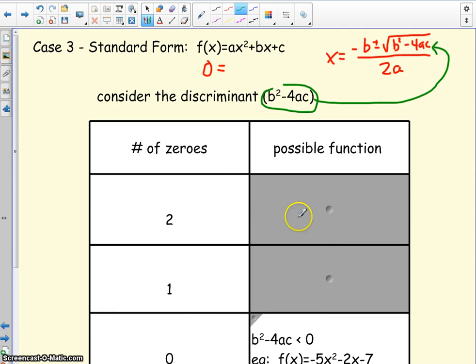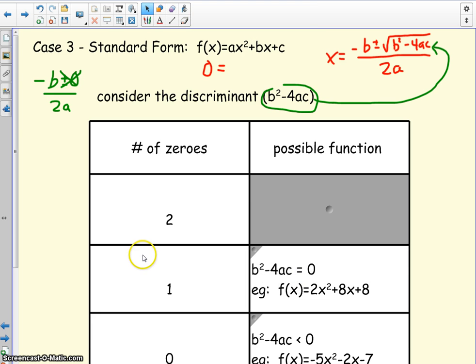Now let's say what's underneath the square root, the b squared minus 4ac, was 0. Then you'd be left with negative b plus or minus 0 over 2a. And we all know that adding or subtracting 0 doesn't change anything, so that plus or minus, which gives you the two solutions in the quadratic formula, wouldn't actually happen. You only get one solution. So if your discriminant is 0, it means you have one x-intercept, or one zero.